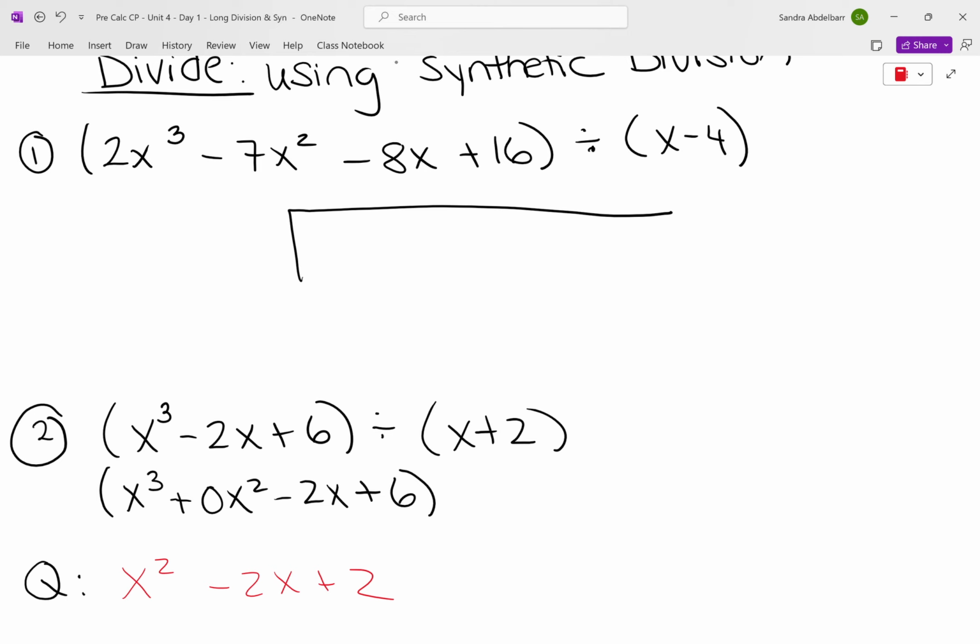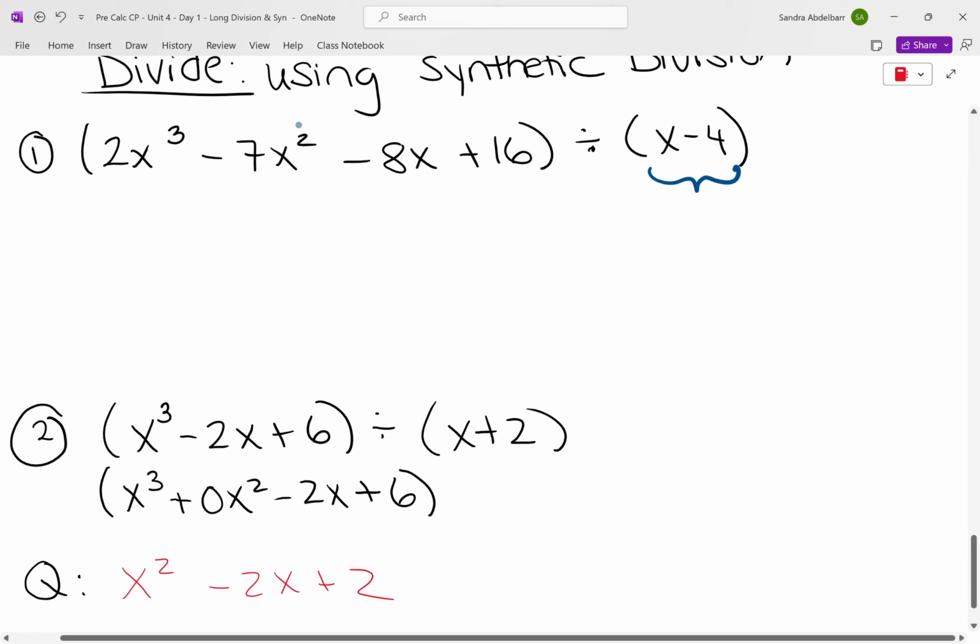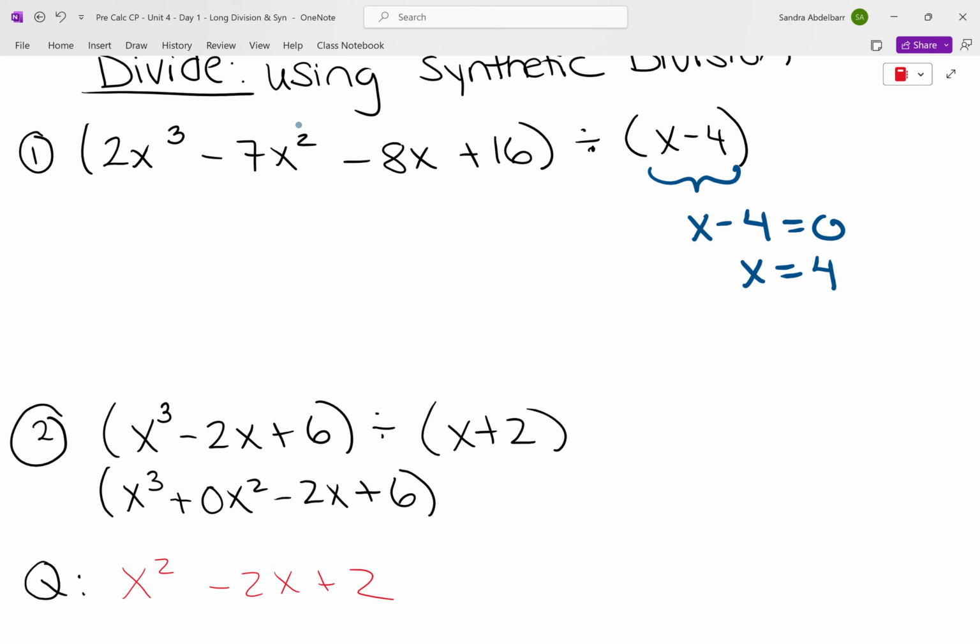Okay. So what we want to do is we're setting up whatever is getting divided, is what's going inside the house. So we are 2x cubed minus 7x squared minus 8x plus 16. Oh, wait. We're not doing the house. Sorry. We're doing synthetic. So you want to make sure every exponent is accounted for. 3, 2, 1, constant. We're good. Then you take your divisor and set it equal to 0. So x minus 4 equals 0, and we solve x equals 4. Put that in the box.